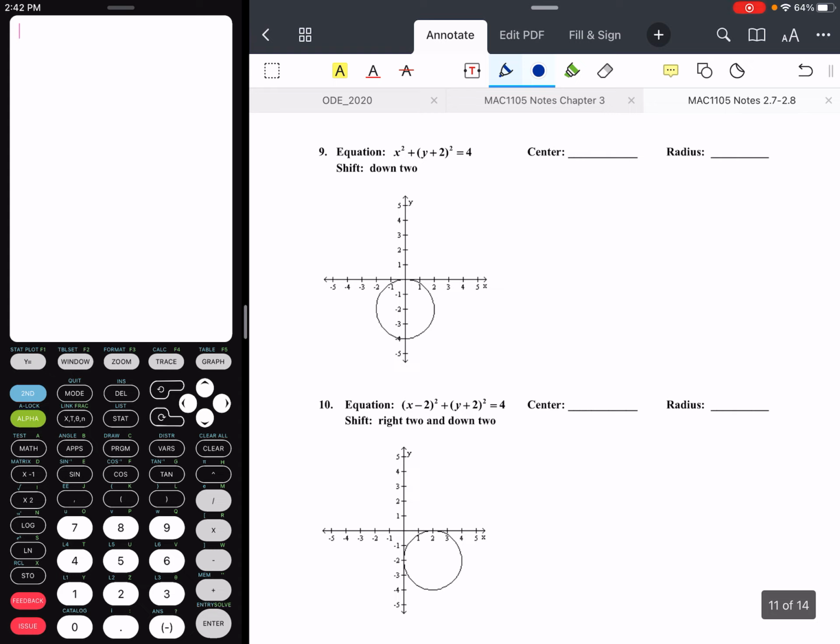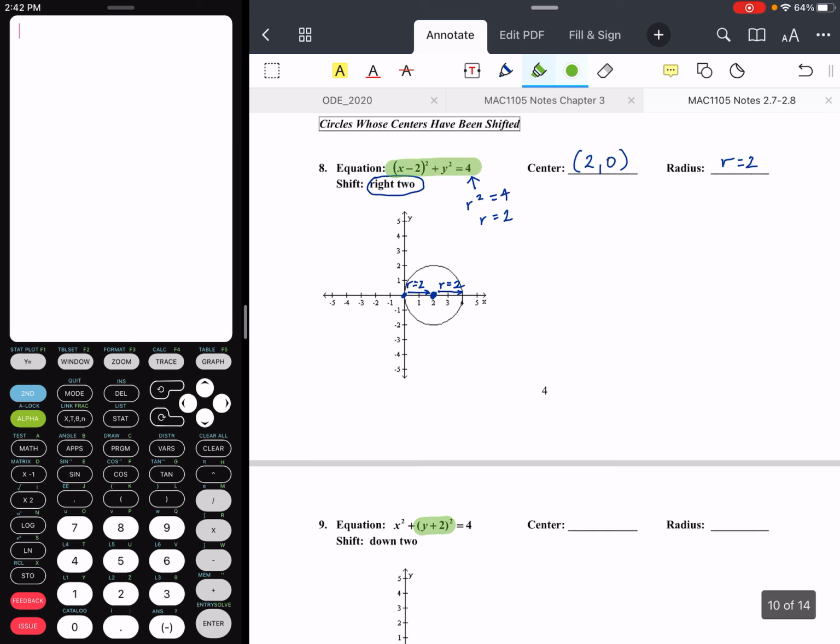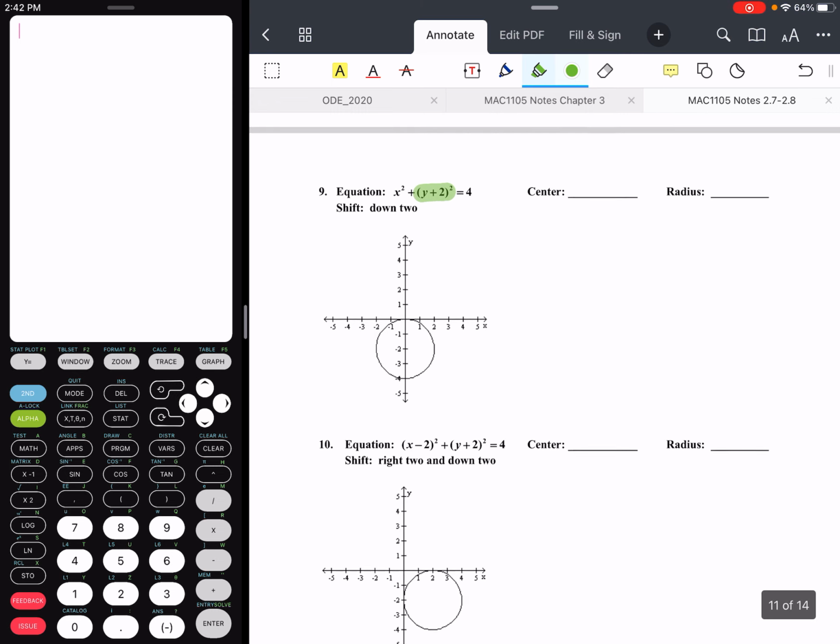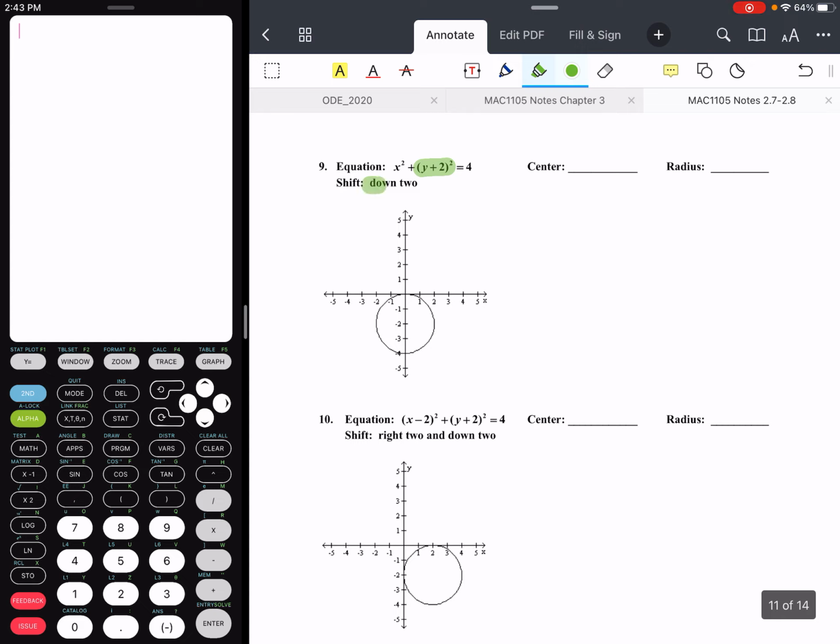Okay, looking at number 9, now we have x^2 + (y + 2)^2 = 4. So again, this (y + 2)^2, similar to what happened above with the (x - 2)^2, creates a shift down 2. So now we have a constant inside the parentheses with our y. That's going to create a vertical shift, and because it's y plus 2 inside parentheses, instead of going up 2, it's actually going to create a shift down 2.